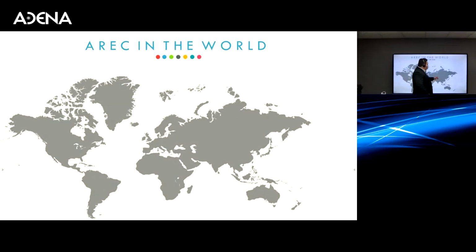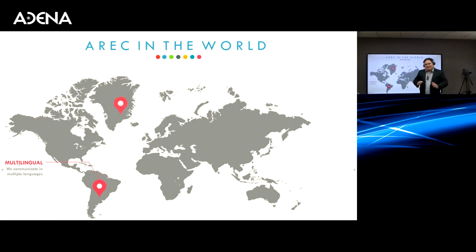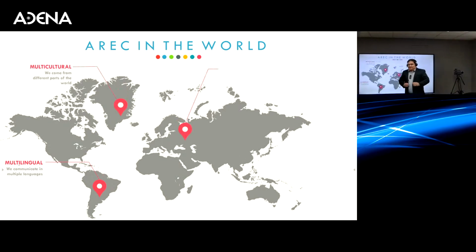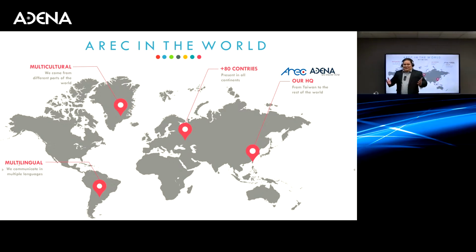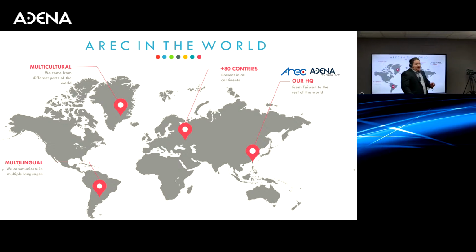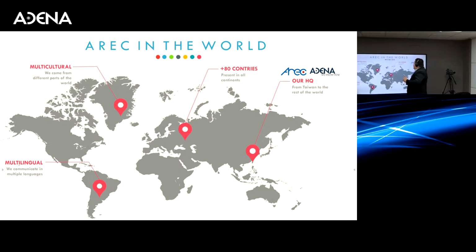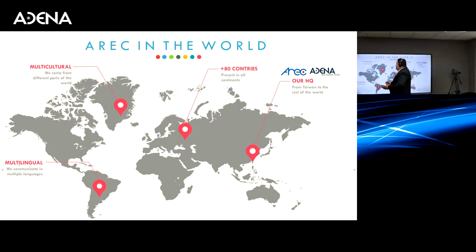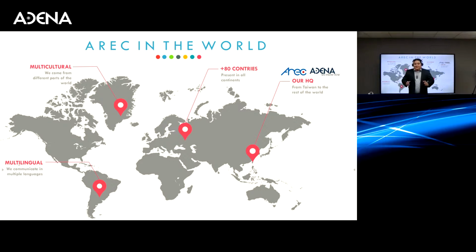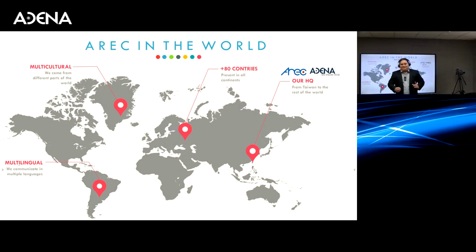As we begin, let's talk about us a little bit. We at Unlimited are a company from Taiwan. Our main branch is here in Taiwan, yet we serve all around the world through a network of distributors. Because of that, we are present in more than 80 countries, and this makes us a multicultural team that can serve you in different languages as well.